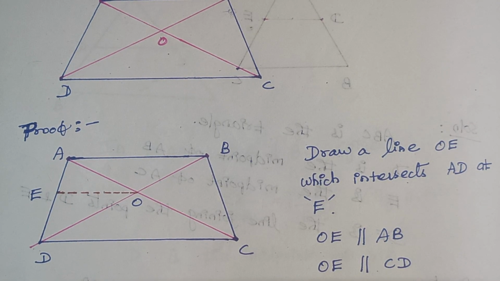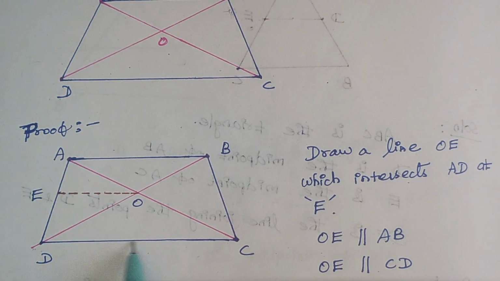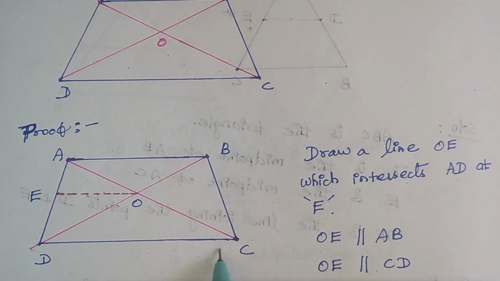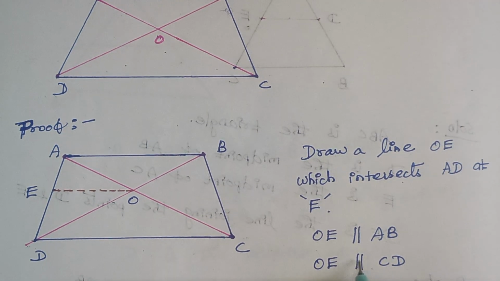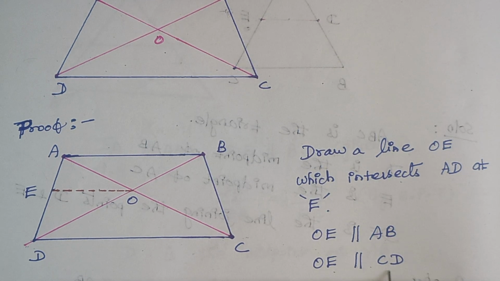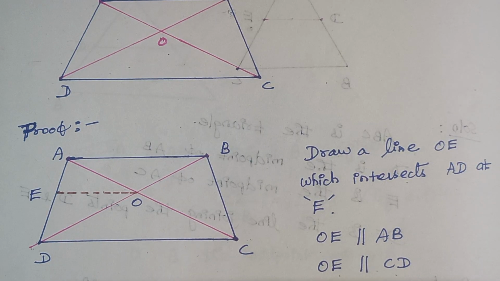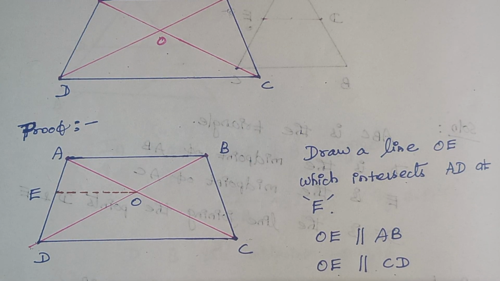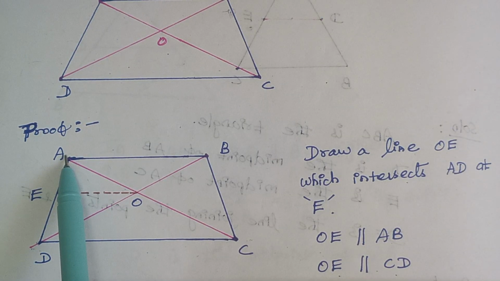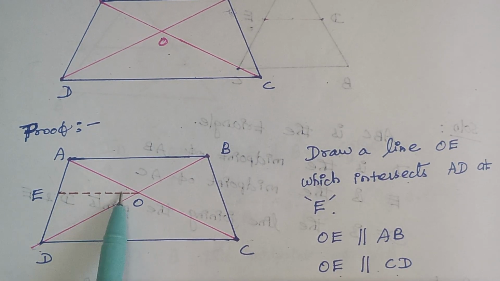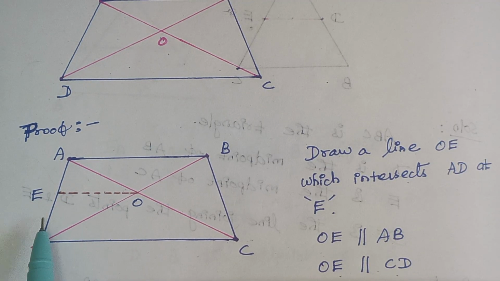Now we are going to consider the triangle ADC. When you look at this triangle, just now we made a statement that OE is parallel to CD, that is, this line is parallel to this line. So when you apply the basic proportionality theorem, it says that the ratio of the sides AE by ED is equal to AO by OC. When these two lines are parallel, then obviously the ratios of the sides should be equal.